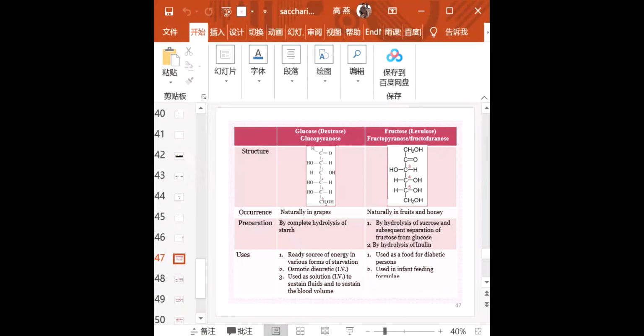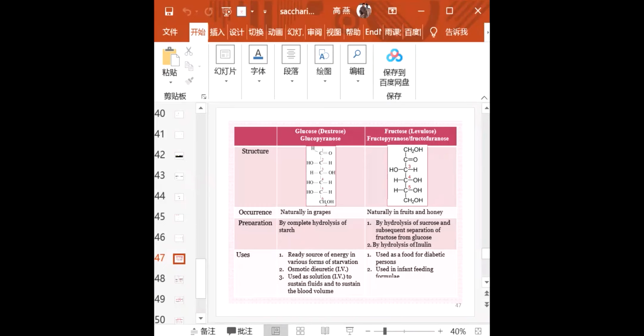And then it will also be used in osmotic diuretic disease, from IV injection. So IV is a medical term, everybody knows what IV means. It means intravenous injection. Something like injection that passes through your vein.